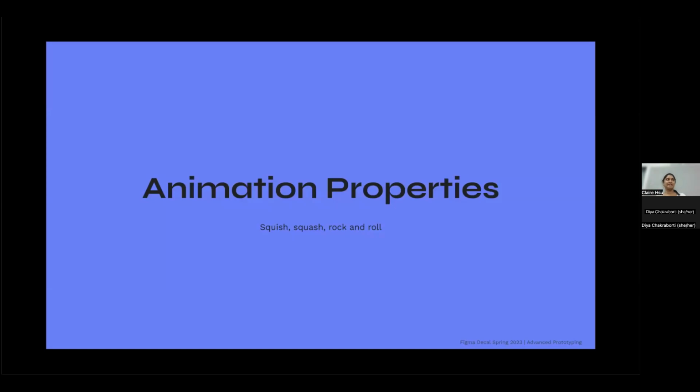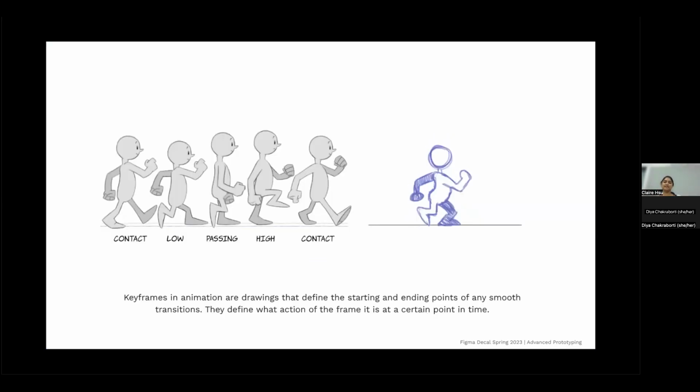Okay, animation properties. When you think of animation, you might think of Pixar movies or those YouTube animators. But basically animation is the art of transforming different drawings into frames and then making something that moves from these static pictures. And the actual animation is defining what happens from contact to load to passing to high to contact. And it creates this little walking animation at the end.